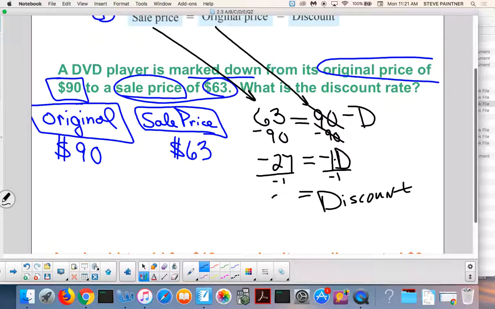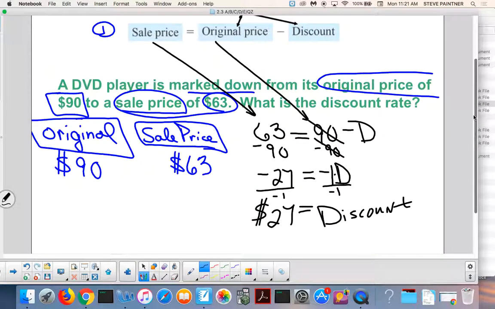You know, that's a lot of work to do something I already knew the answer to. But this is the work that will get you the discount. Now, did I use equation 1? I think I just did. I used equation 1 to find this discount. But that's not what they wanted. They want the discount rate. Rate means percent. I want to know, did I get 27% off, 52% off? What did I get off?